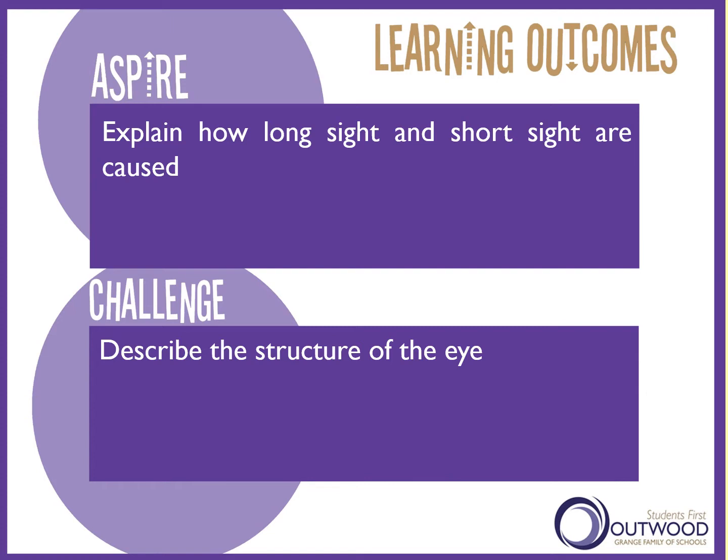Sometimes you'll find them as tick box questions. Sometimes it might be just draw the line to the correct answer, or sometimes they may be just blanks and they just say what is A, B, or C, and so on and so forth. Our Aspire: explain how long sight and short sight are caused. Okay, so how are they caused, and also how are they corrected? So that's what we're looking for.